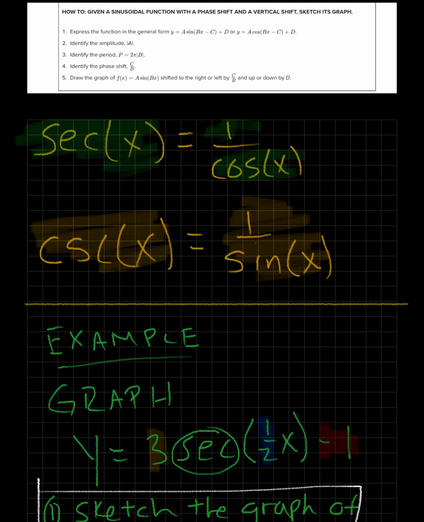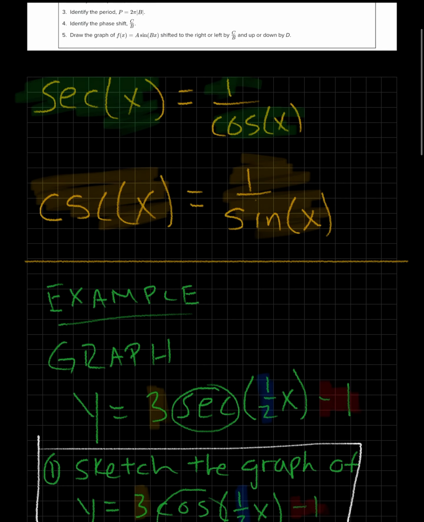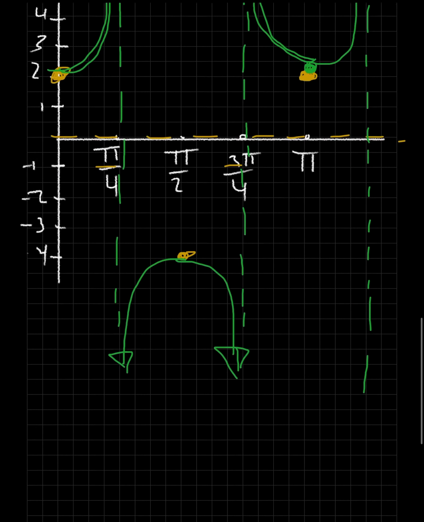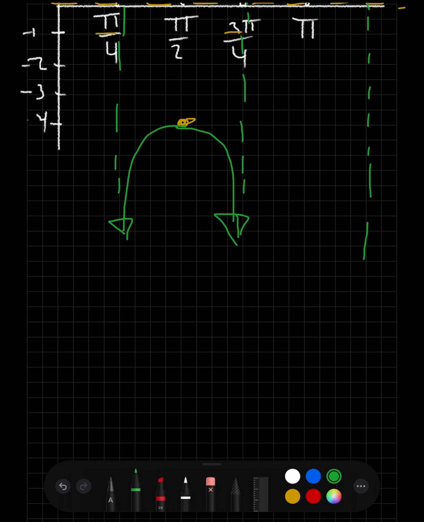All right, so let's do one example. The nice thing is it's going to be very similar. So we're going to graph cosecant this time. And how we're going to do that, we're going to graph the associated sine function and use that to sketch. So let me show you. So we're working with cosecant now. Let's do an example.